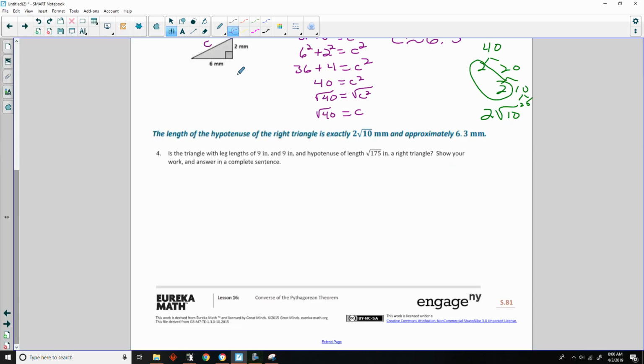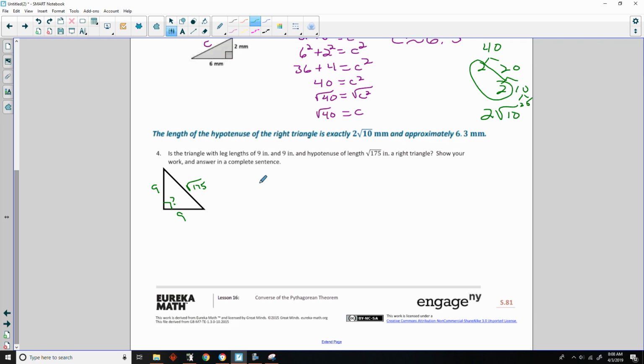Okay, number 4. Is the triangle with leg lengths of 9 inches and 9 inches, and a hypotenuse of the square root of 175 inches, a right triangle? So in other words, I always like to draw a diagram. They're telling us that it is a triangle with a leg length of 9 and a leg length of 9 and the square root of 175. Is it going to be a right triangle?